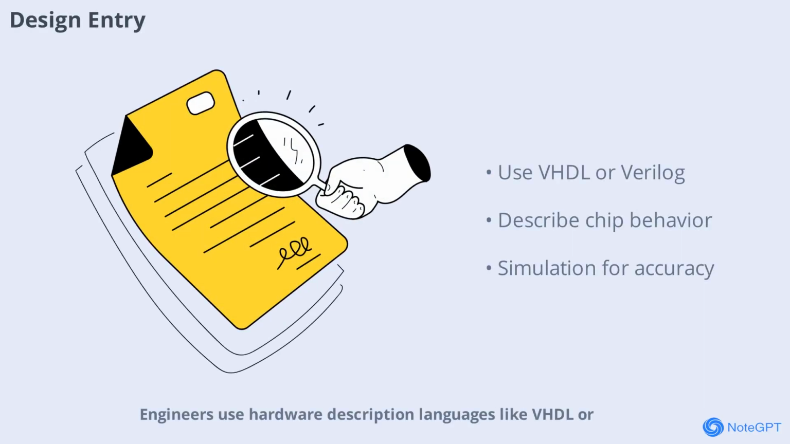Design entry is where the actual design begins. Engineers use hardware description languages like VHDL or Verilog to describe the chip's behavior and structure. This step translates the system specification into a formal representation that can be processed by design tools. Accurate design entry is essential, as errors here can propagate through later stages. Modern tools provide simulation and visualization features to help designers catch issues early.